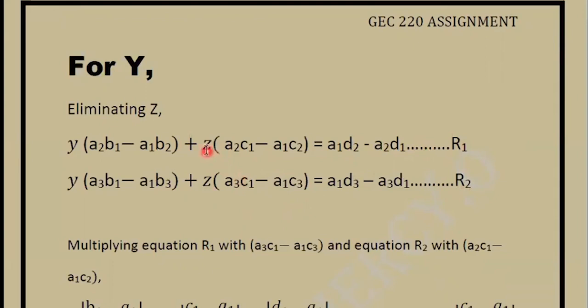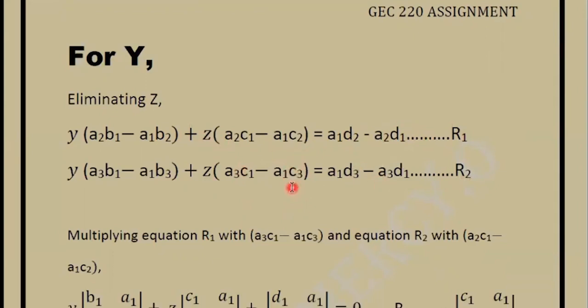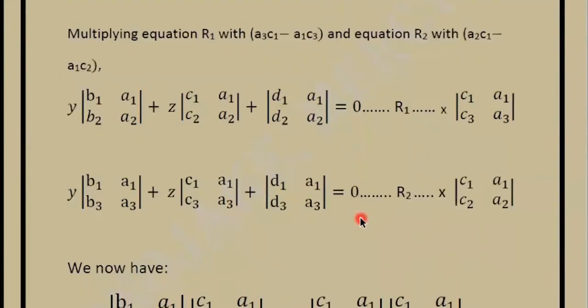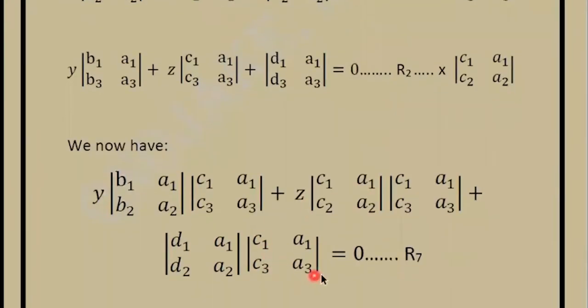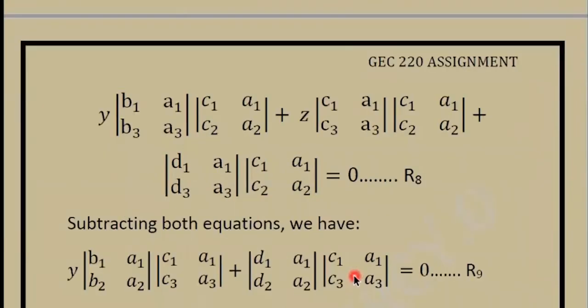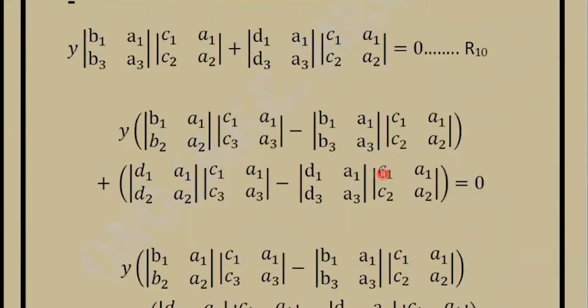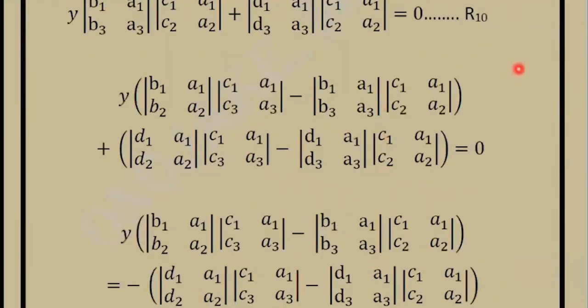R2 and solve and get the value of y by eliminating z. Remember, multiply these two equations by their inverse of the coefficients. And then we have this, making it in matrix form. And then we have this and this. Subtracting the two equations, we have this.